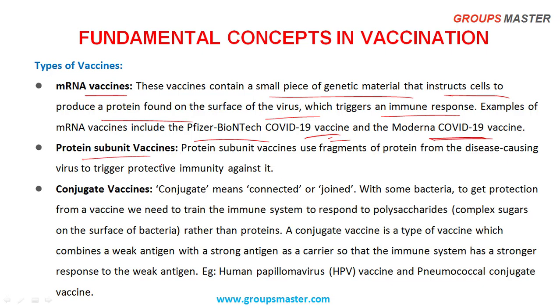Protein subunit vaccines. These vaccines use fragments of protein from the disease-causing virus to trigger protective immunity against it.